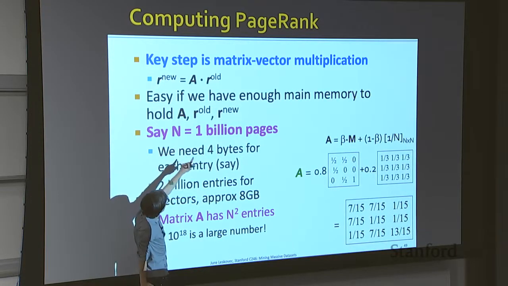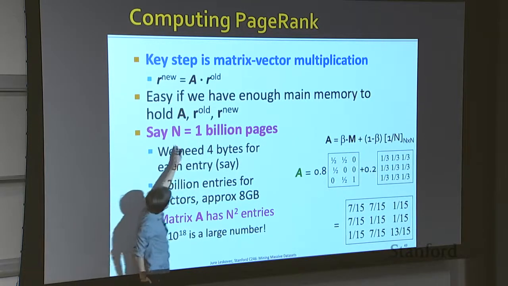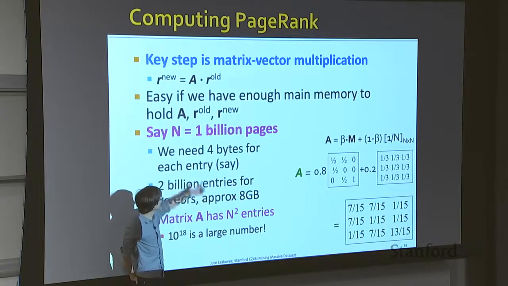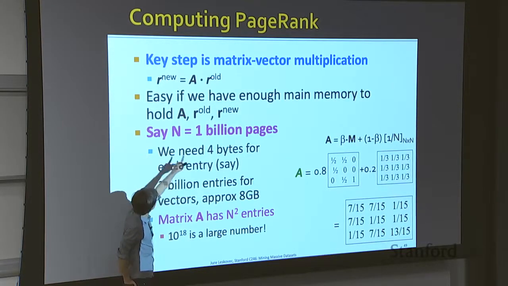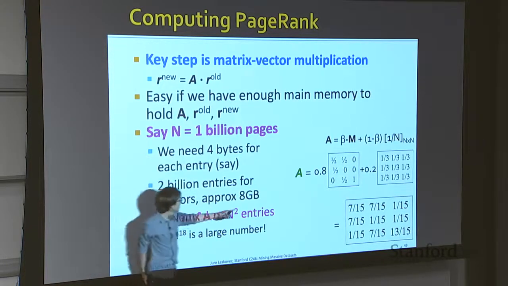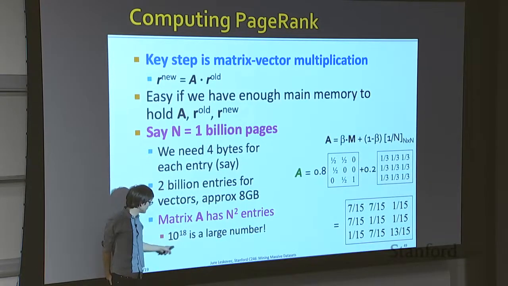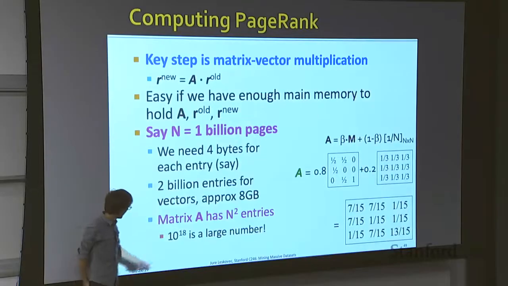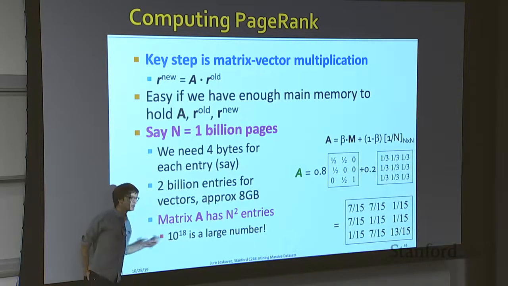If A and R old and R new are small and I can fit them in main memory, then life is good. If I have, for example, a billion nodes, and let's say I need 4 bytes to save an entry, so a short float of 4 bytes, and I need the two vectors R new and R old, each with a billion entries, then just to store R old and R new, I need 8 gigabytes of memory. And now to store the matrix A, I would need 10 to the 18 bytes of main memory. That's a lot. That's a billion billion. I don't even know what kind of gazillion this is. But I would need to do that, so I cannot do this.